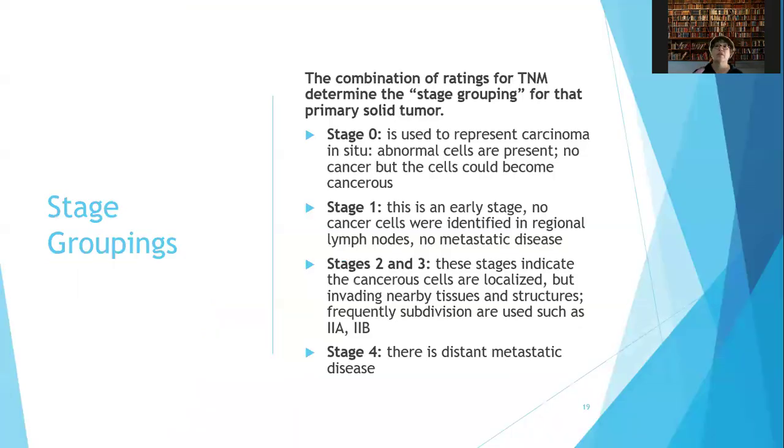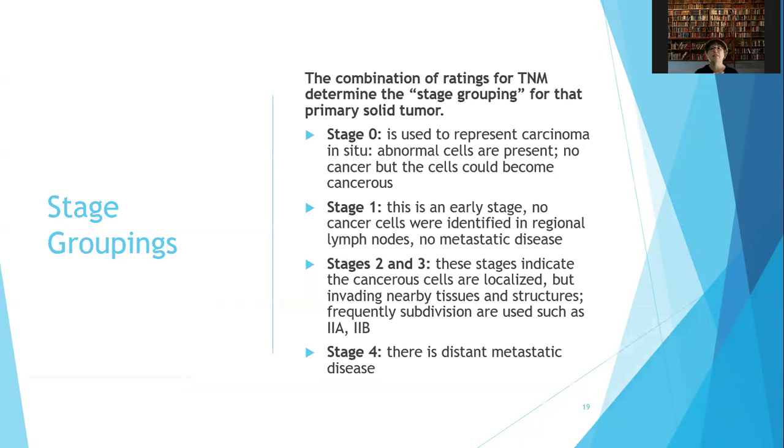So stage 0 is a carcinoma in situ. So there are abnormal cells. There's no cancer, but the cells could become cancerous. Stage 0 is considered precancerous cells. Stage 1 is an early stage, so no cancer cells were identified in regional lymph nodes and no metastasis. So you have cancer cells, but it's not spreading.